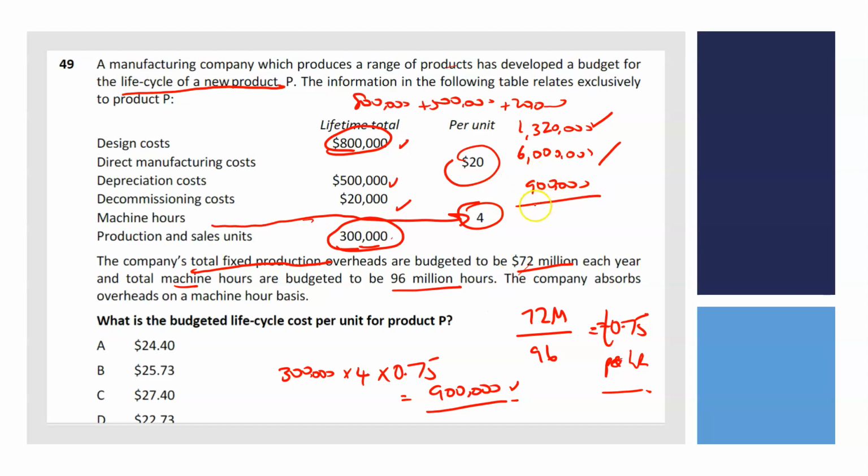Add all three together. Let me just do that. 1,320,000 plus 6 million, plus 900,000. I got all the right zeros in there, right? Yes. That comes to 8,220,000 overall over the span of these 300,000 units. So take this whole thing, divide that by 300,000, and you come to the happy place of £27.40. Yeah, cool, great stuff.